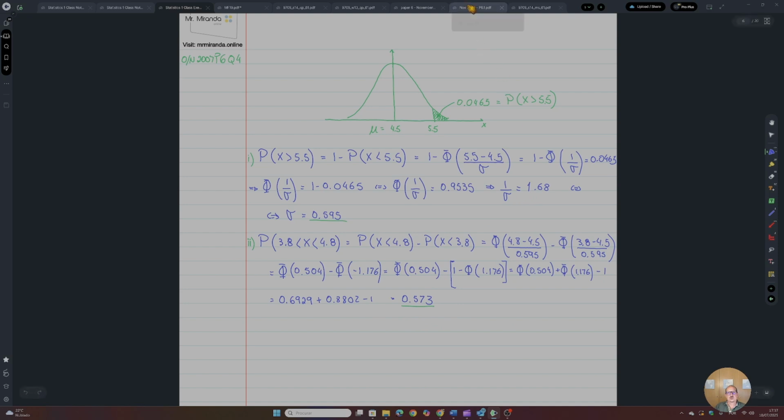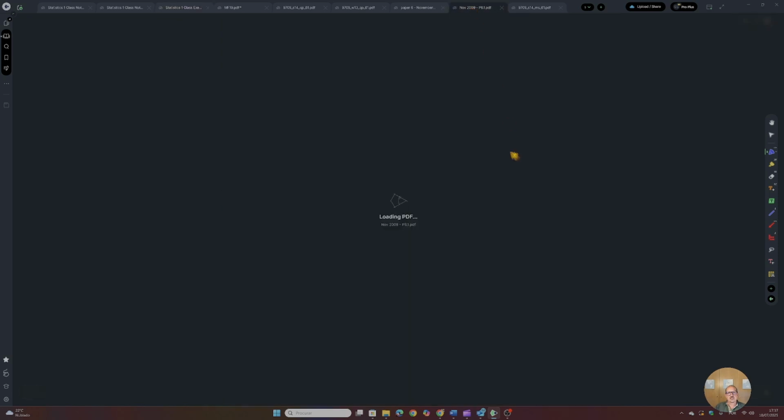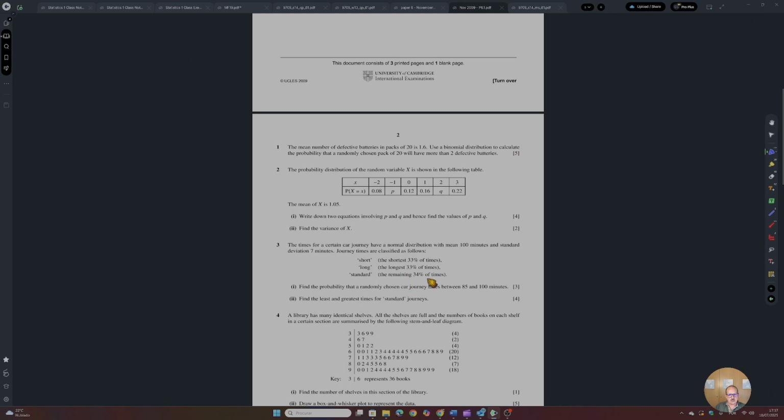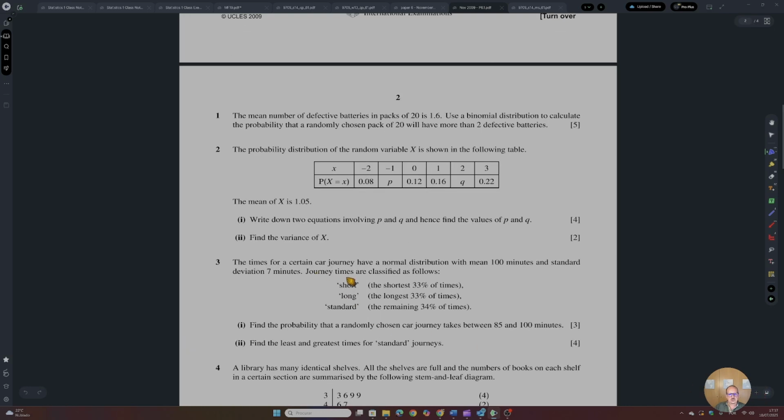There are 2 more questions for us to solve. This is from 2009, paper 61, and is question 3. The times for a certain car journey have a normal distribution with mean 100 minutes and standard deviation 7 minutes. Journey times are classified as follows. Short for the shortest 33% of times, long for the longest 33% of times, and standard the remaining 34% of times. Find the probability that a randomly chosen car journey takes between 85 and 100 minutes. You have all the information needed, the mean and the standard deviation. So that's all that you need.